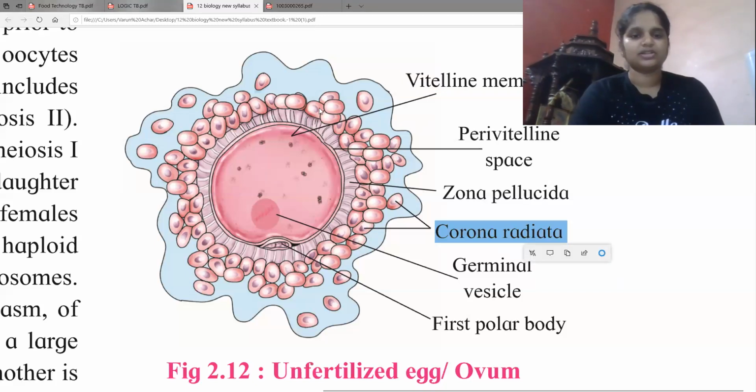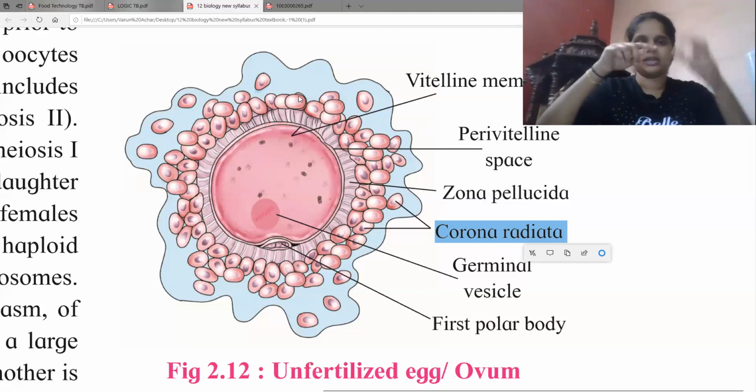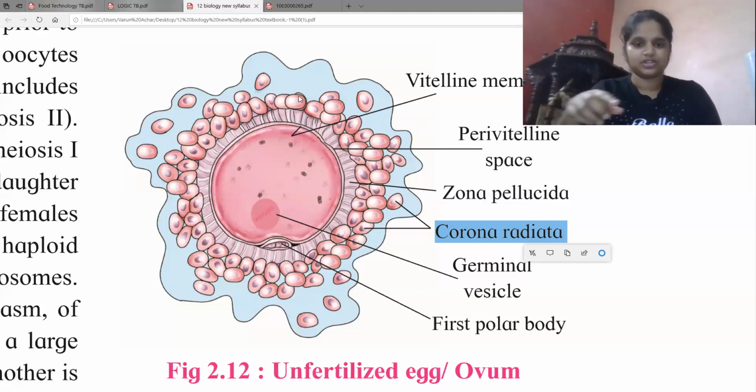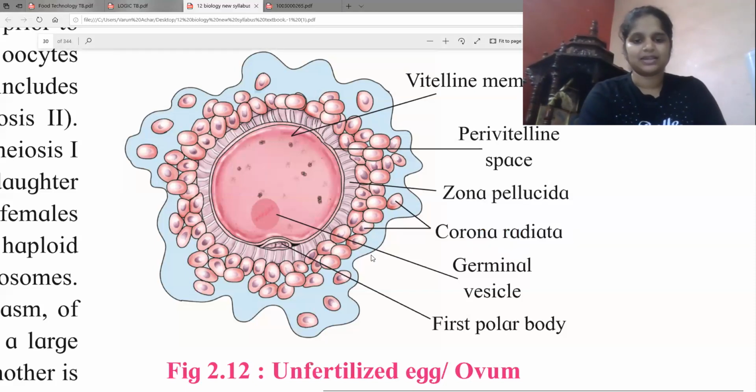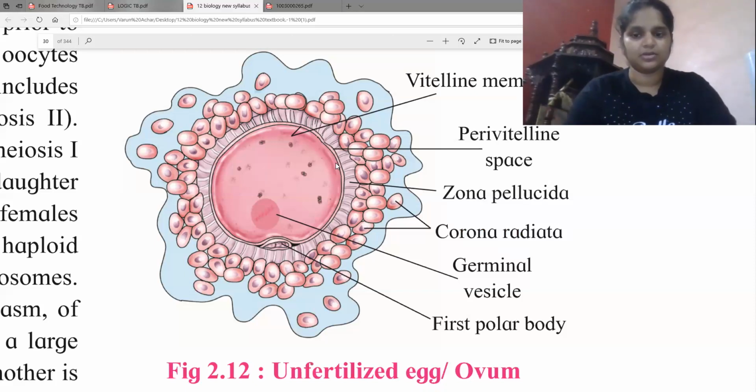Corona, because they appear like a crown, just like in the crown of a king or queen there are wavy structures, here also there are similar uneven wavy structures. So it appears like a crown. Also it is radiating, or coming out of all the sides of this circular structure. Since it is coming out of all sides, we called it radiata. So that is corona radiata.